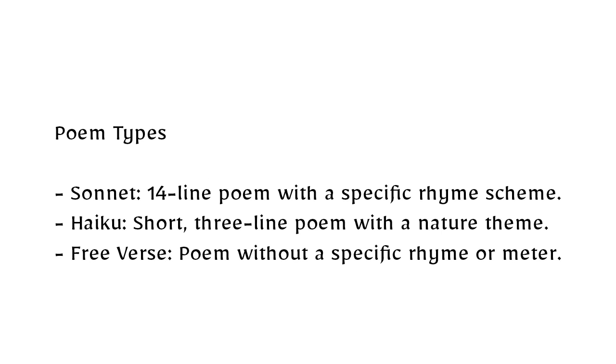Poem types. We have 3 types of poems. First one we have sonnet, second one haiku, third one free verse. Sonnet is a 14-line poem. It has a specific rhyme scheme that is always followed by a poet. And then we have haiku. Haiku means a short poem, a 3-line poem that is about nature. So it is with a nature theme.